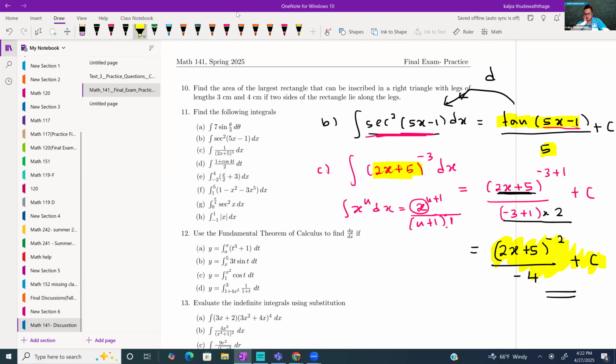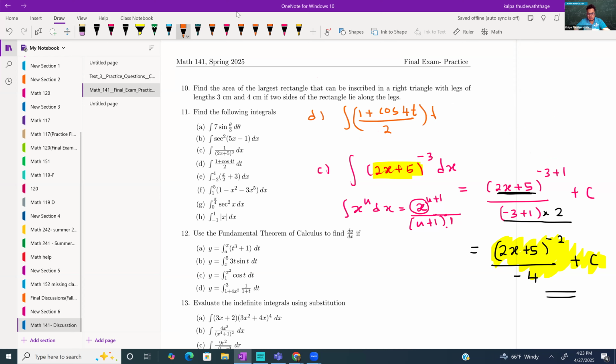1 plus cosine 4t, plus part B. 1 plus cosine 4t over 2. So you can separate it like a 2 integration if you want, like half times dt. Half you can take out, and cosine 4t dt, because it's a plus, so you can separate it, and then you can use the integration for both functions, like dt.